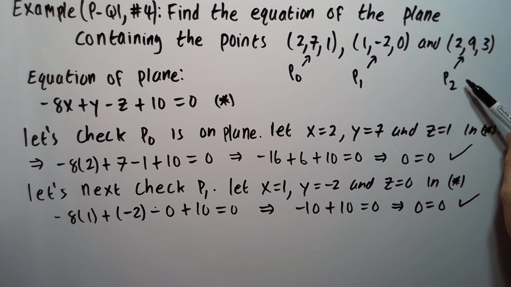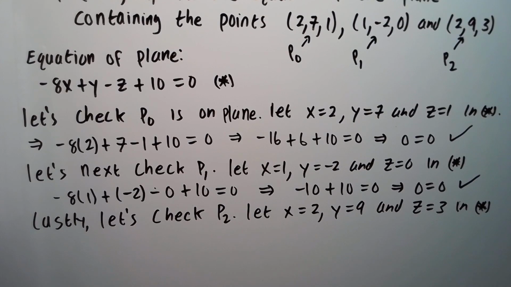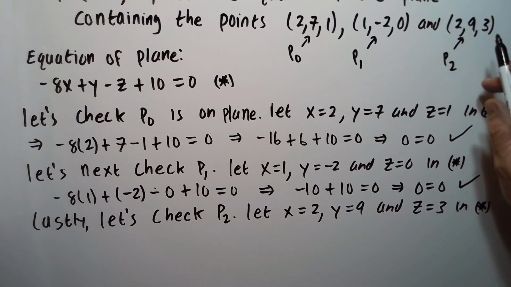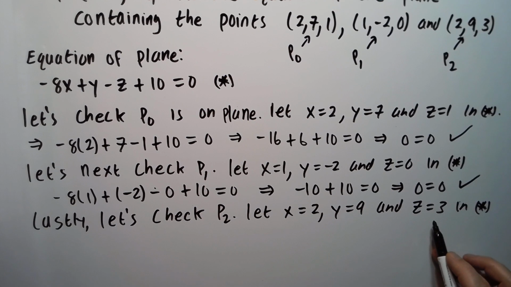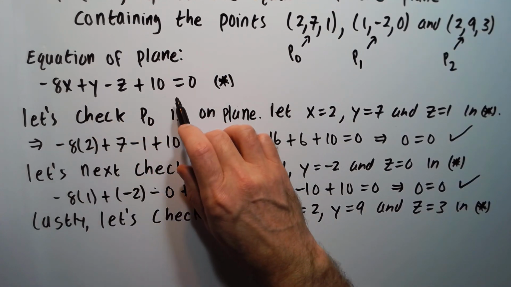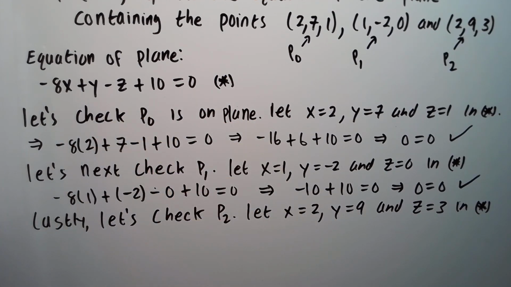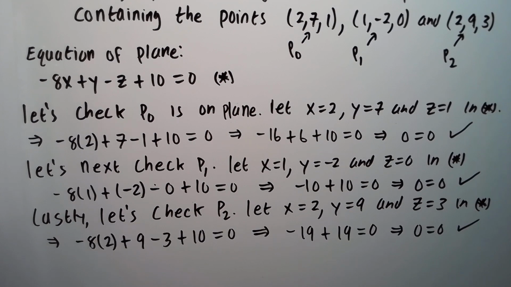And lastly, let's check P2. For P2, the x is 2, the y is 9, the z is 3. We're going to plug those into our equation of the plane. Let me write it down here. Plugging in, we get negative 8 times 2, so x is 2, plus 9 because y is 9, minus 3 because z is 3, plus 10. You can check that becomes negative 19 plus 19 equals 0, so 0 equals 0, so check.